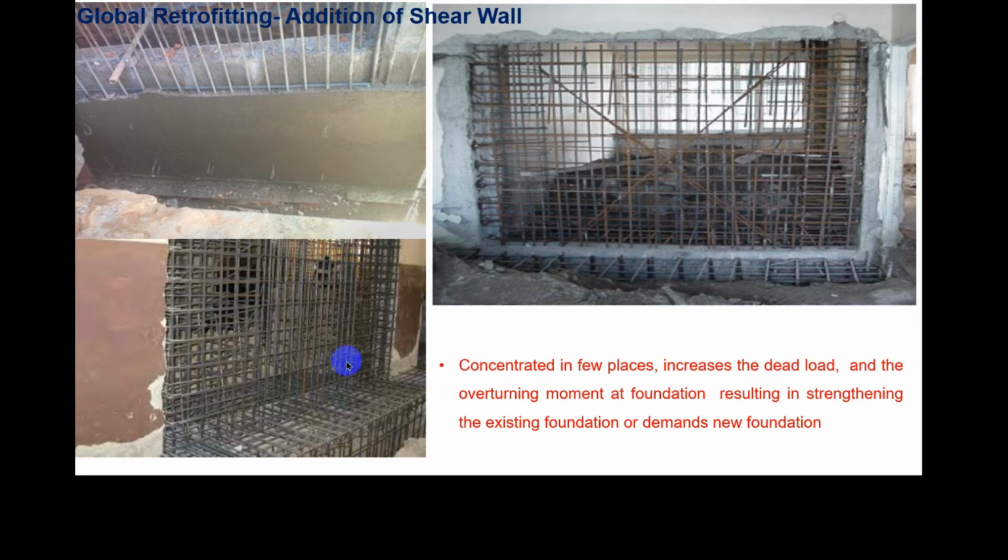We see here, after the addition of the shear wall, there is a huge footing. It's seen here, the rebar layer of two layers, maybe the footing is around 500 mm depth, and due to the addition of dead load in the structure, it demands strengthening of the existing foundation, or if there is no foundation, we have to construct a new foundation for the shear wall in case of retrofitting work.